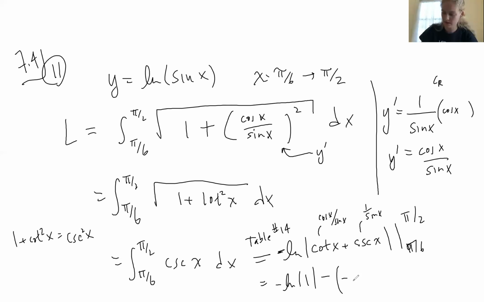Thank you. And then minus the log of whatever you get when you plug in pi over 6. Substituting that, this part will be 0 anyway, and you'll have minus and minus. So it'll be the natural log of the cotangent of pi over 6 plus the cosecant of pi over 6. And you're probably going to have some square root 3's in there. Okay, that makes sense. Thank you, sir. All right.